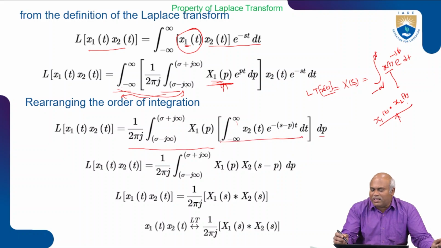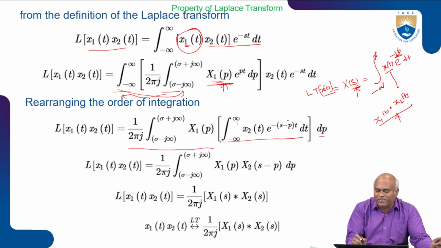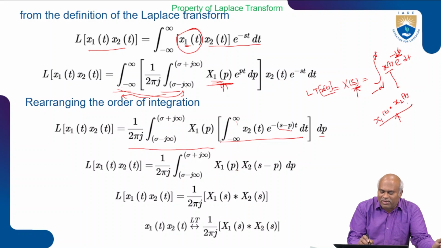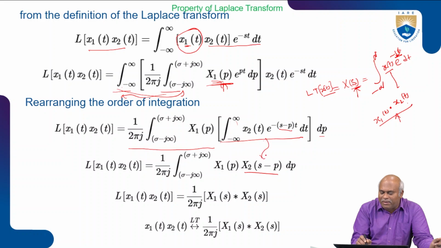Okay. Now you can see this term. If you have the s term, then we write it in the Laplace transform. See, X of s equals the integration of minus infinity to plus infinity of x of t e power minus st dt, right? Here I have the s, that's why I write capital X of s. So in this term, what is there? s minus p is there. So that's why I write x2 of s minus p. So this term I write as x2 of s minus p.